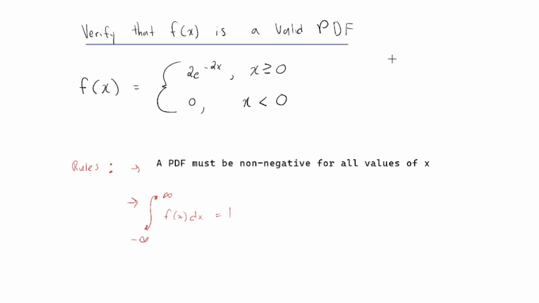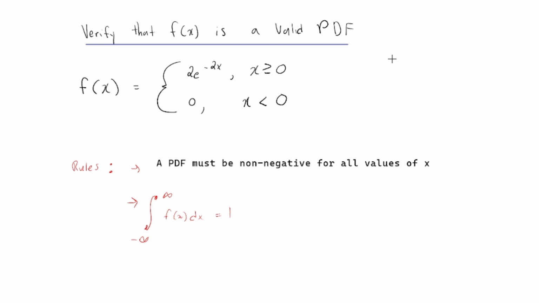Okay, so what are the rules that we can use to identify a valid probability density function? I've basically written it short as PDF. So that's what PDF means, in case anybody was doubting.